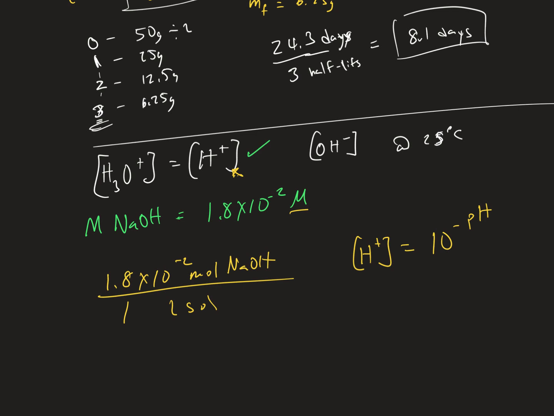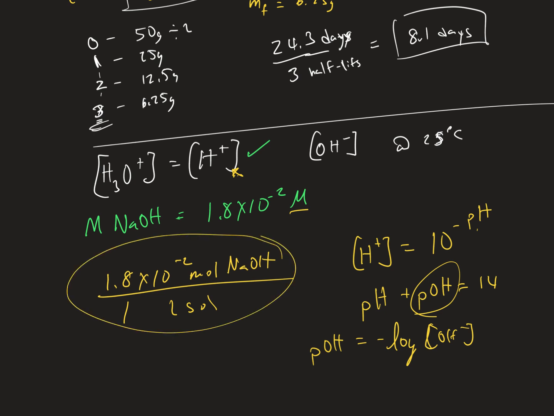Right here, pH plus pOH equals 14. So if we want the pH, we have to know the pOH. And pOH equals negative log of OH minus concentration. We don't have the OH minus concentration exactly, we have the NaOH concentration. So we have to convert this into the OH. How do we do that? There's one OH for every one NaOH. It's a 1-to-1 ratio, so basically it's the same thing. Does that make sense?